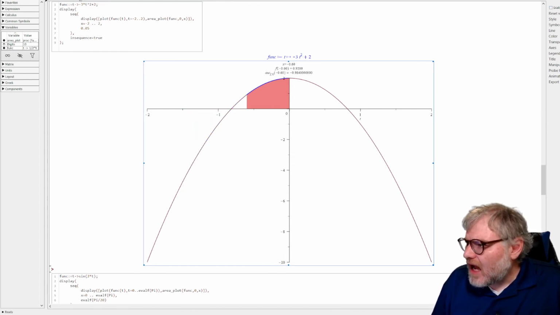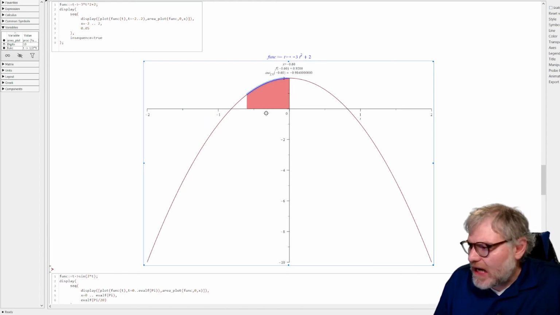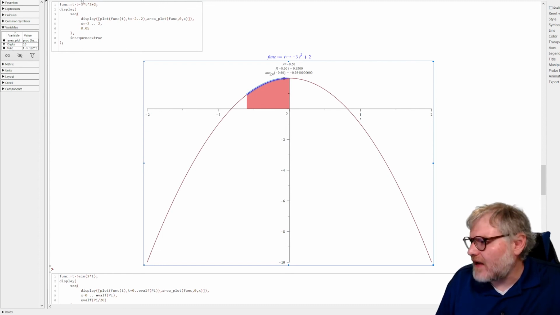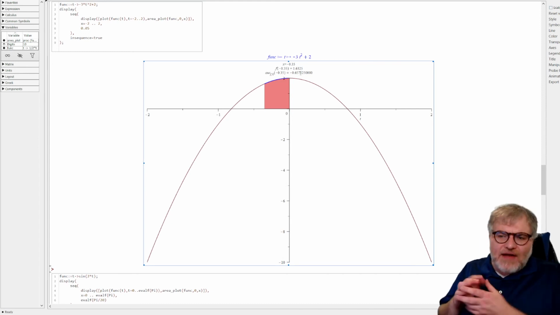Now, I'm above the x-axis, left of the base point, and I'm taking away negative area. So my AUC function is actually getting bigger, because right now it's negative 9.8. I hit play again, and now I'm at negative 6.65, so I'm less negative. I'm more positive.